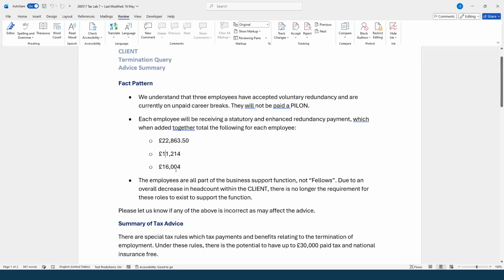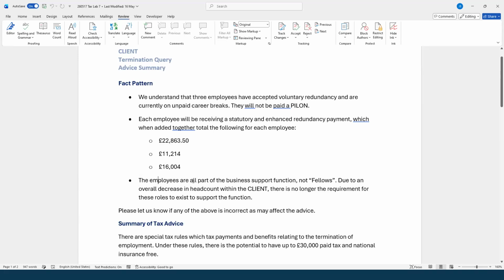So 22K, 11K, 16K. It doesn't matter if you know the technical side around this, by the way, because it's not the point of the session, but you may know that there's a 30K amount where, as long as it falls within that 30K bucket, it will be tax and NI free when it comes to termination payments. It's not a given, but it is there. A lot of people think it automatically applies. It doesn't automatically apply. But anyway, we've got the payments here.